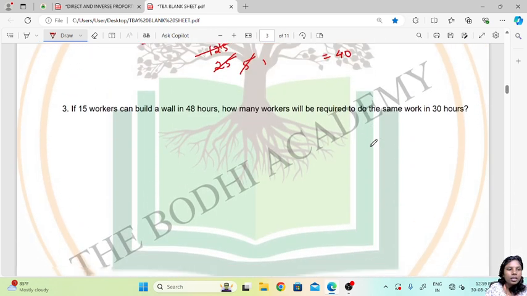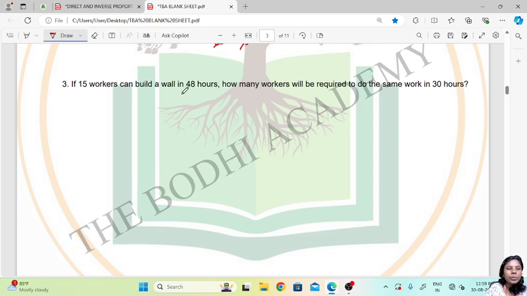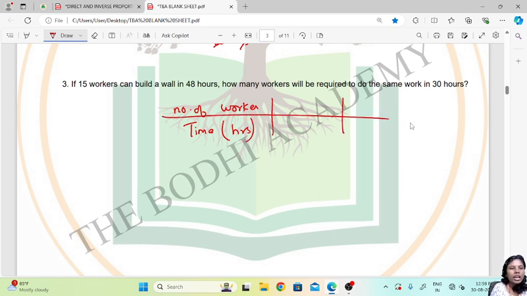Now last, if 15 workers can build a wall in 48 hours, how many workers will be required to do the same work in 30 hours? So we have number of workers and time, and time is in hours. So here we have 15 workers, taking 48 hours. Now if the same work is done in 30 hours, we have to find how many workers will be required.